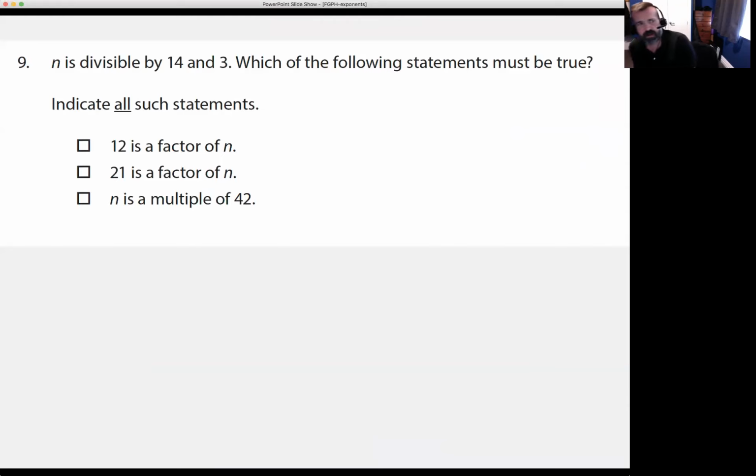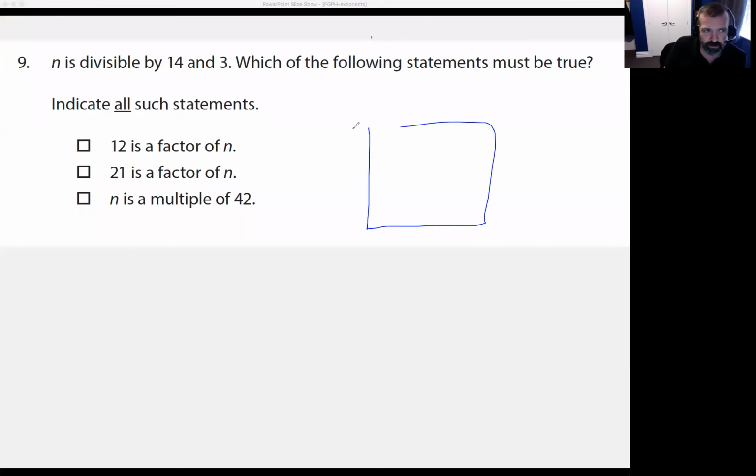All right, so n is divisible by 14 and 3. Which of the following statements must be true? All right, so let's build a block. So notice they didn't say LCM, GCF, any of those things. But let's start building a little box of what do we know about n. So if n is divisible by 14, what do you know? What ingredients is it going to have? All right, so we know it's got to have a 2 and a 7.